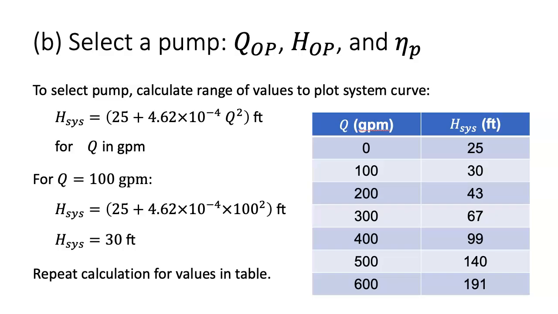For Part B, to select a pump, we first calculate some values for the system curve to plot on top of our pump curves. For a flow rate of 100 gallons per minute, we get a system head of 30 feet. Repeating this calculation at a range of flow rates, we get the values given in the table. Note that all of these flow rates are well above 53 gallons per minute, which is needed for the constant friction factor used for our system curve equation.